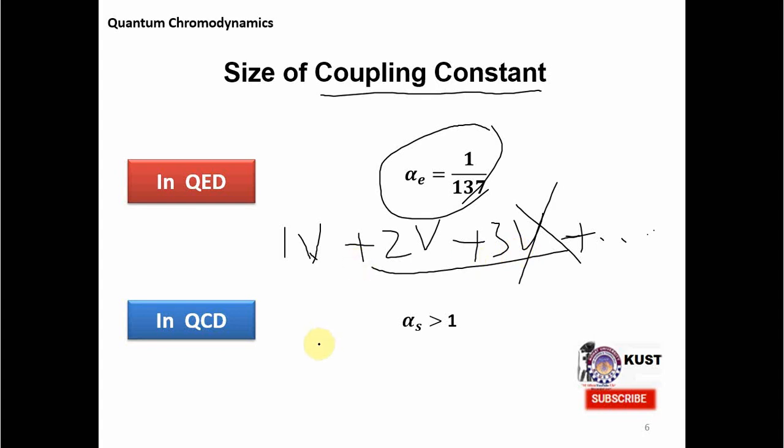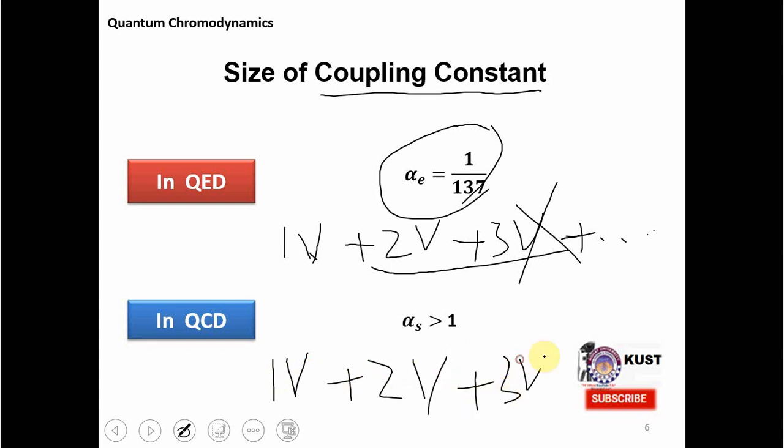But on the other hand, in quantum chromodynamics, since this coupling constant is greater than 1, when we have one vertex diagrams and then two vertex diagrams coming, the contribution from higher vertex diagrams, that is the two vertex diagram, is greater than the one vertex diagram, and similarly the contribution from the three vertex diagram will be even greater than the two vertex and one vertex diagrams. It means that we can no longer neglect the higher vertex diagrams, and it actually fails the Feynman diagram method and Feynman calculus for QCD.